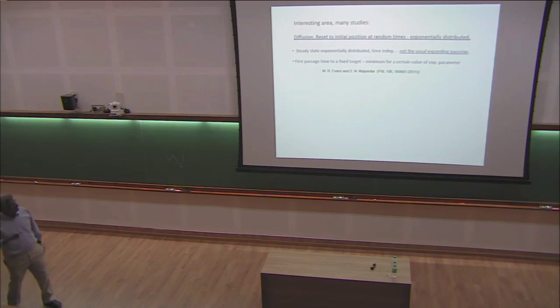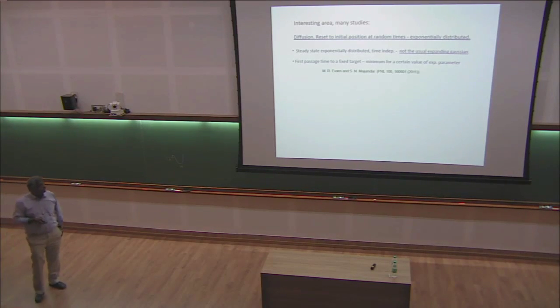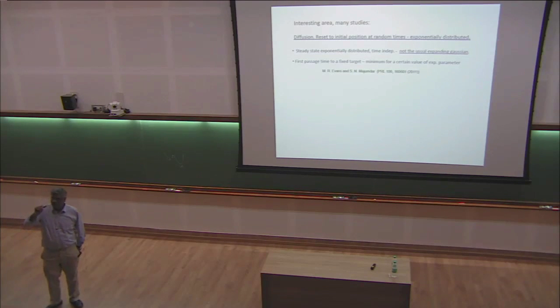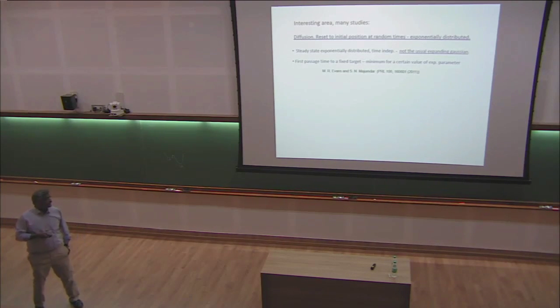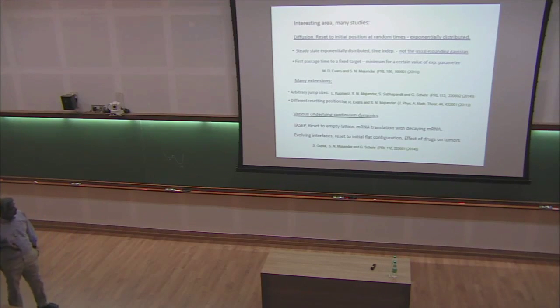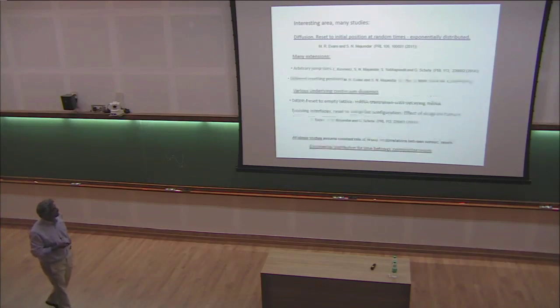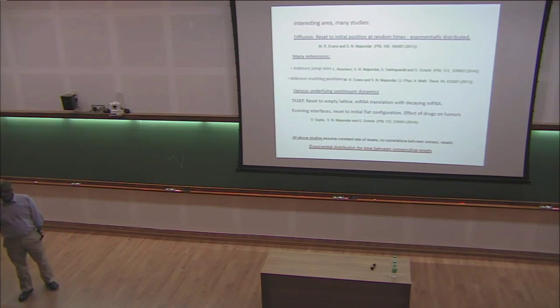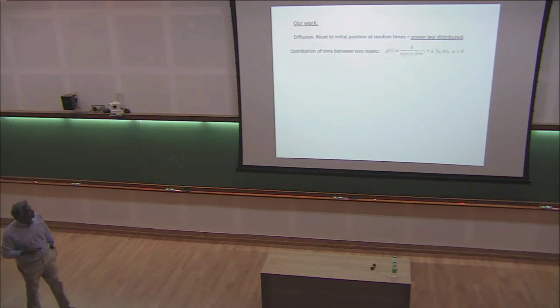And there is another interesting property that the first passage time shows a minimum for a certain value of r, which is the exponential parameter. And there are many extensions of this that have been done, and many other continuum dynamics have been studied. So what is common about all these things that have been studied before is that all of them consider a constant rate of reset. So the underlying distribution is an exponential.